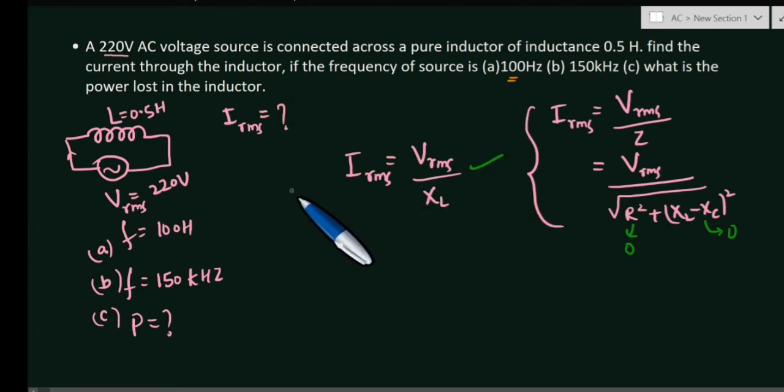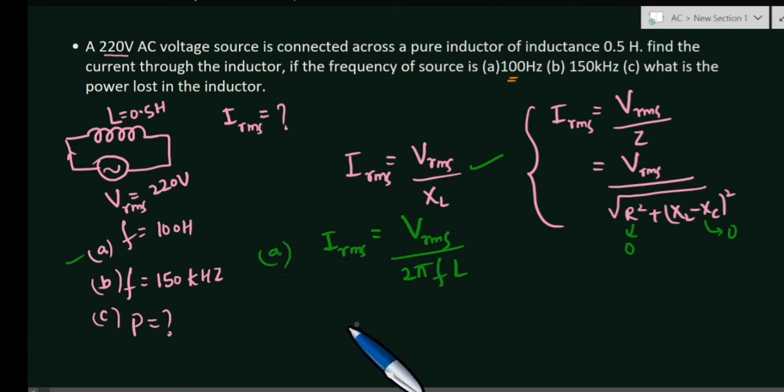And the XL value we can calculate by using the XL formula, that is equal to 2 pi f into L. L value is given, f value is also given in case A. So to solve case A, Irms is equal to Vrms, that is 220 volt divided by 2, the value of pi you can substitute, into f value is 100 Hertz they have given, and the value of L is equal to 0.5.